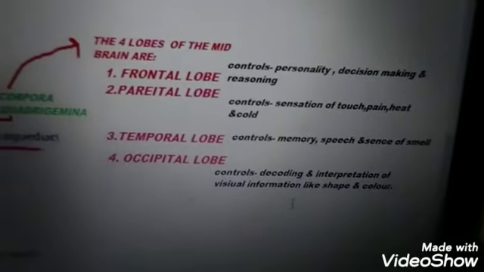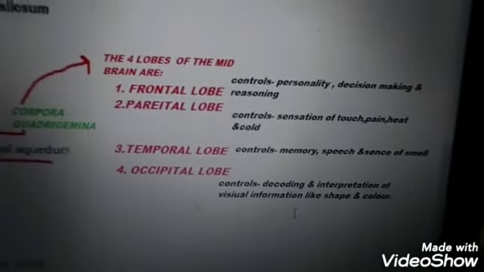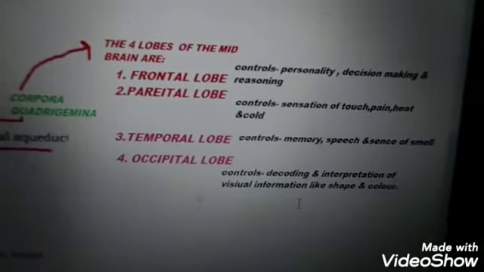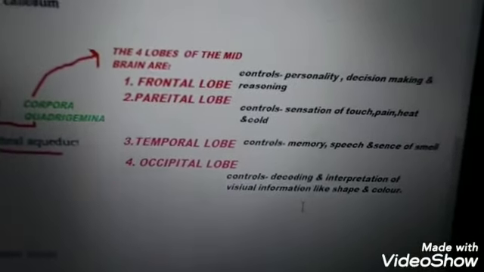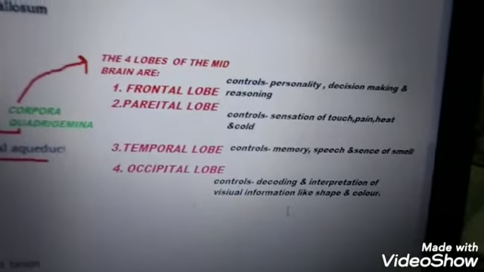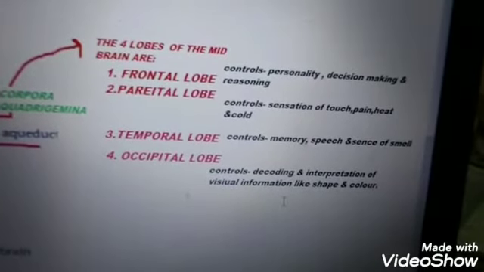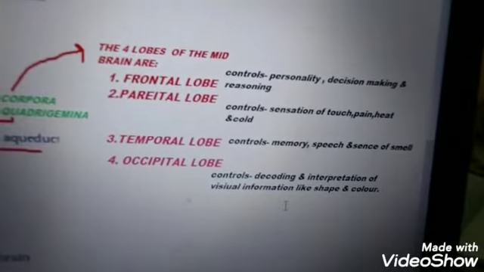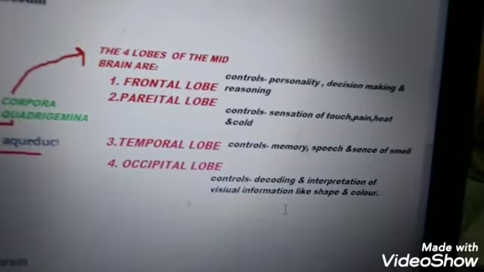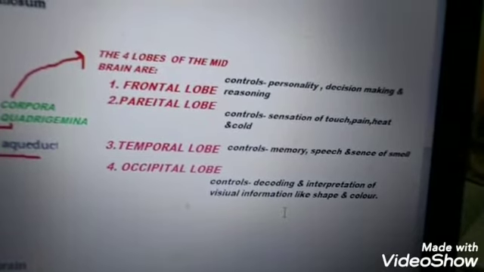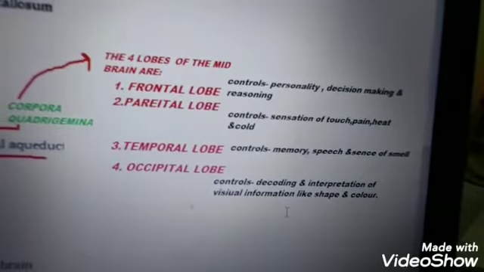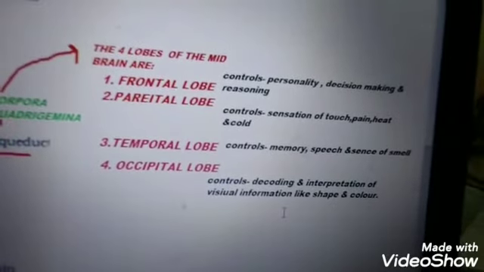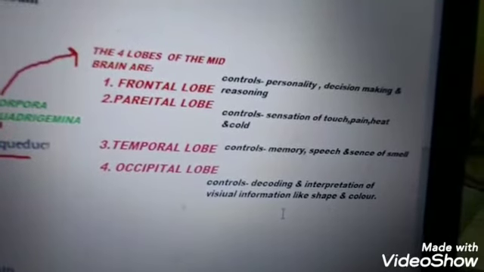The four lobes are frontal lobe, parietal lobe, temporal lobe and occipital lobe. Let's learn the functions. The frontal lobe controls personality, decision making and reasoning. The parietal lobe controls sensation of touch, pain, heat and cold. The temporal lobe controls memory, speech and sense of smell. The occipital lobe controls decoding and interpretation.